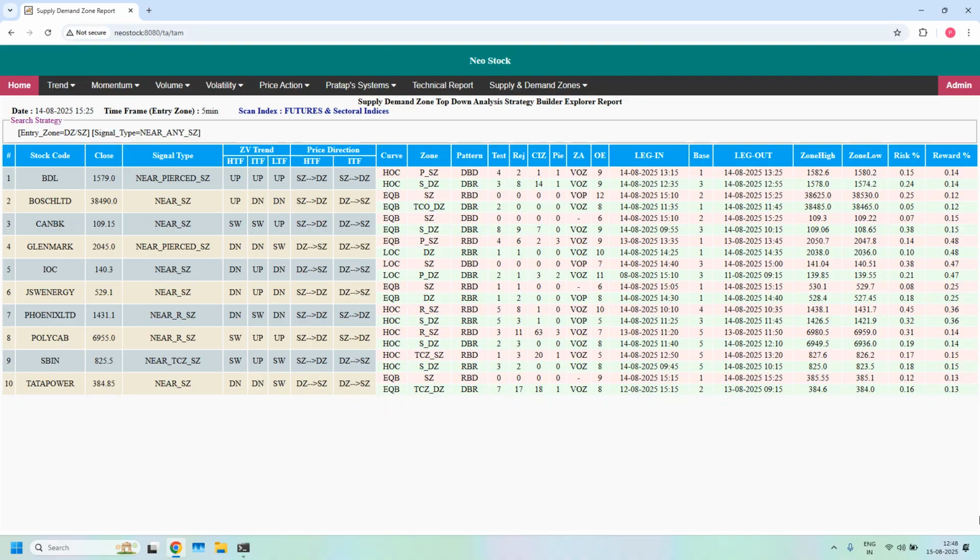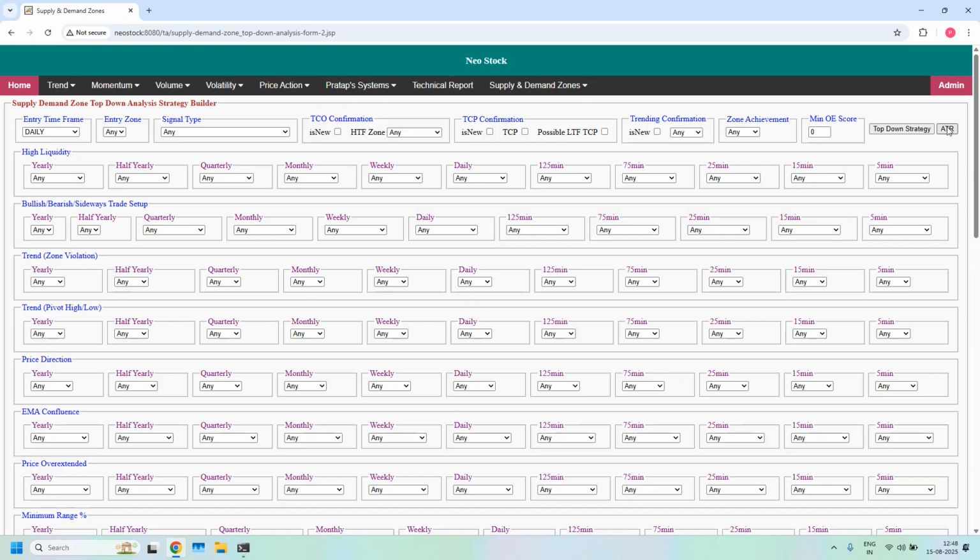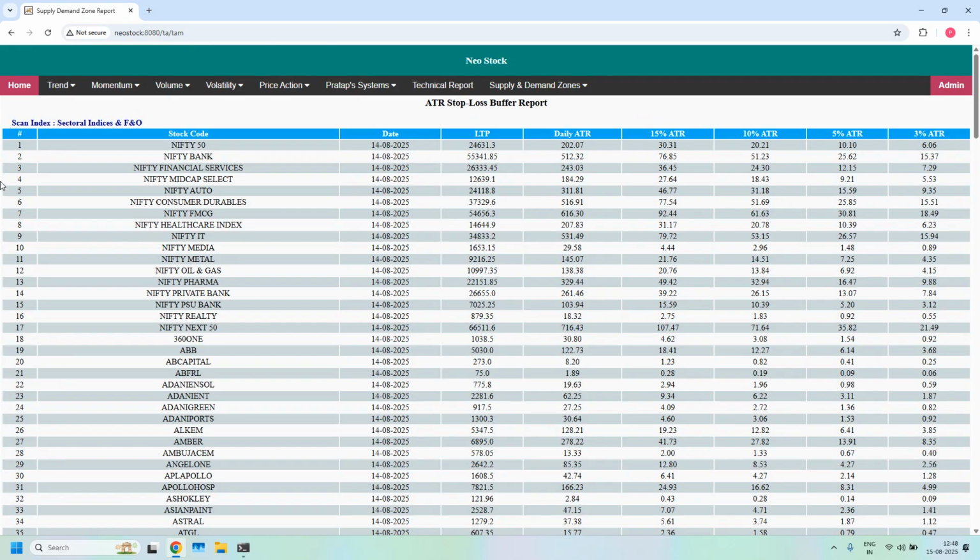So this is about finding the stocks near demand and supply zones for different time frames. And in the final report, let us generate stop buffers based on daily ATR. So first 17 in this list are indices, remaining all are equity stocks. So I'm scrolling the list down.